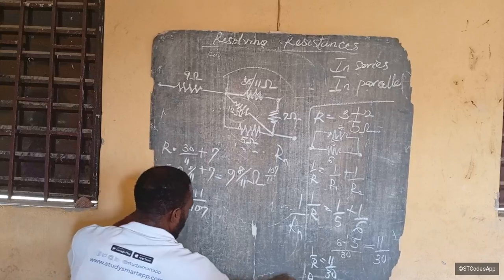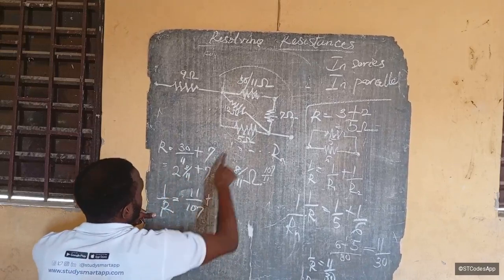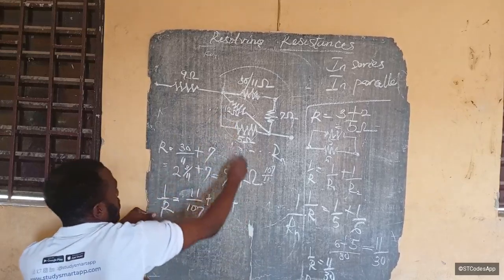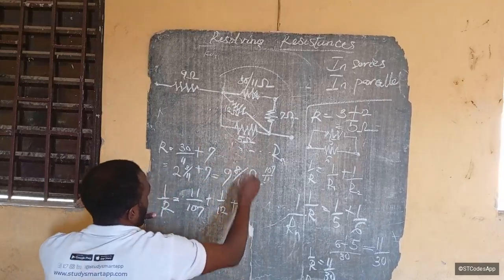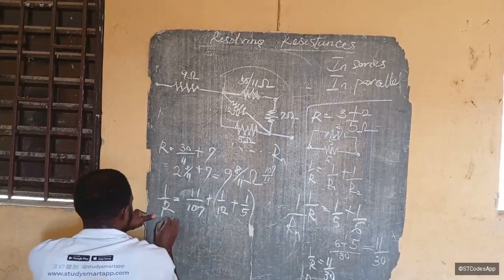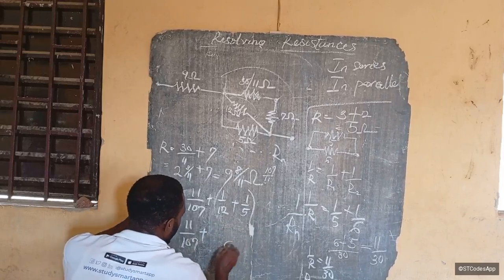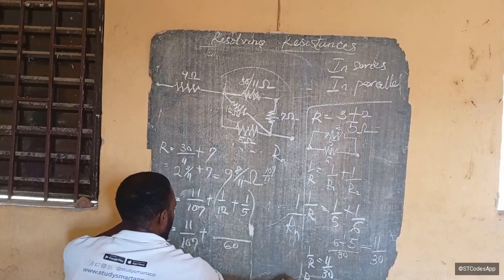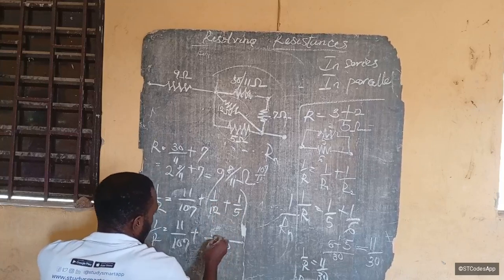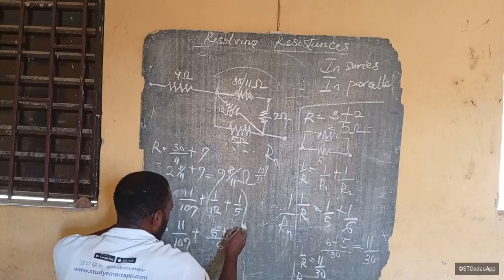Then plus 1 over this, that is 1 over 12, then plus 1 over 5. Okay, so let's resolve this first. That's going to be 1 over R equal to 11 over 107 plus, the LCM of 12 and 5 is 60. So on top, you are just going to have 12 into 60 is 5, 5 times 1 is 5, plus 5 into 60 is 12, 12 times 1 is 12.